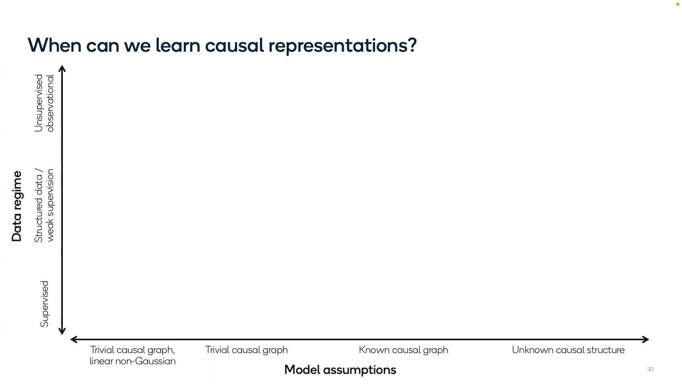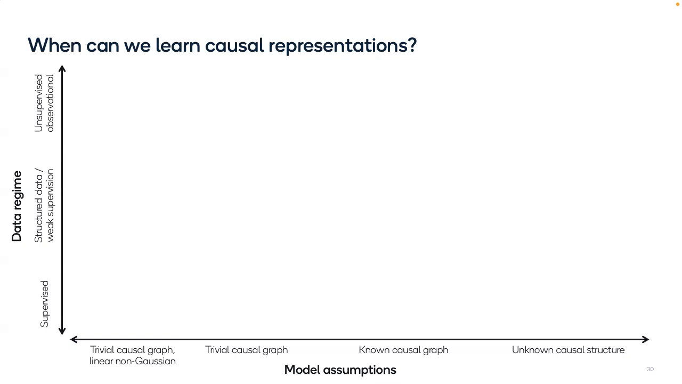So for instance, you could not assume anything. You could say there's some unknown causal structure between some causal variables. You could say we know at least the causal graph, but not the variables. You could say we know that all the variables are independent, or you could even say that we assume some things to be linear, some distributions to be non-Gaussian, and so on, which are really strong assumptions.